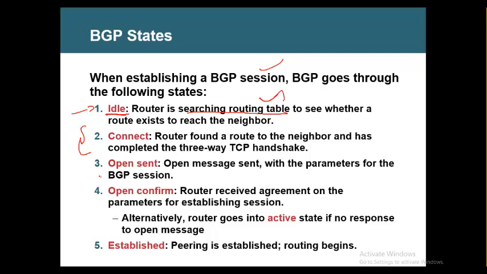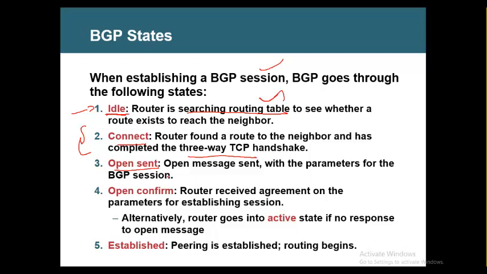So, for example, if one side is configured properly, the other side may be misconfigured or not configured at all, then it will be in active state. The neighbor state will be in active state. Only when both sides are properly configured will it go to connect state. And once the connect state means the three-way handshake is completed, it will send the very first open message packet with the router ID.